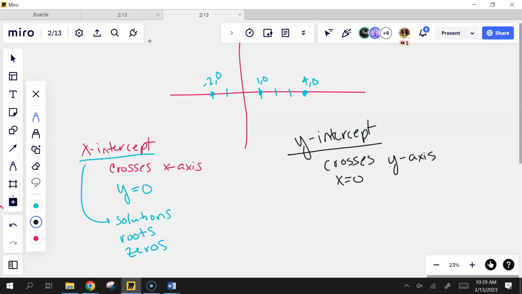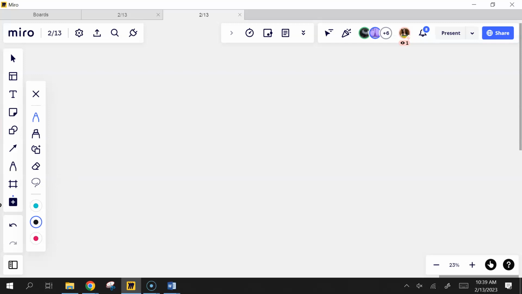We'll save end behavior. I'm going to come back to it. And I'm going to do continuous or not. I'm going to give you a very basic definition of continuity.